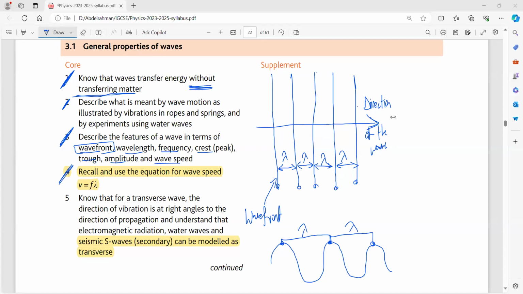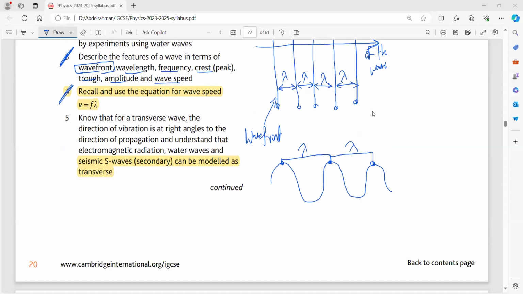How do we find, for example, the amplitude? In a transverse wave, the amplitude is the distance between the crest and the line in the middle, or the distance between the trough and this line. This would be the amplitude. Wavelength, and then how do I find the speed?